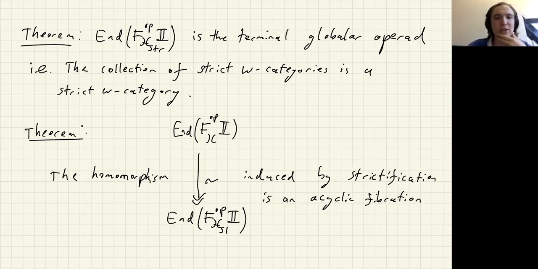So when you notice that, it follows that actually this is a very abstract way of saying that the category of strict omega categories is a strict omega category. What I think is more interesting is that if you take the endomorphism operad of the weak theory, then there's a canonical homomorphism down into the strict theory. This is again induced by the strictification adjunction. And this homomorphism is actually an acyclic fibration.